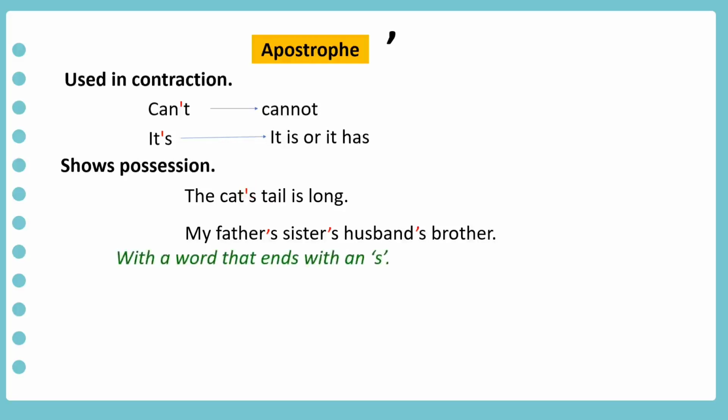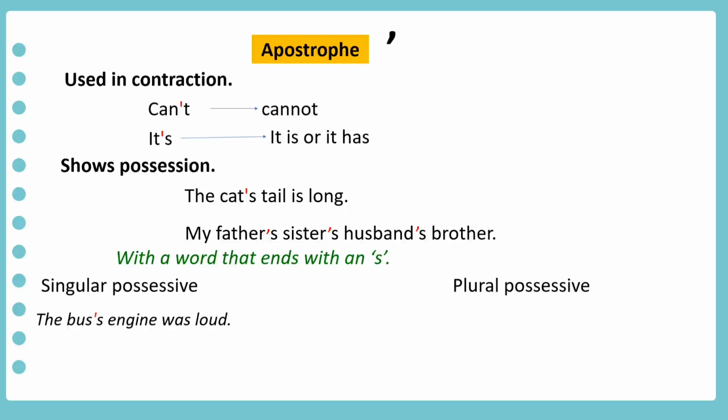apostrophe with a word that ends with an s. In this context, we have two rules: singular possessive and plural possessive. When indicating ownership or possession with a singular word that ends with the letter s, the apostrophe is placed after the word and followed by an s. For example, the bus's engine was loud.